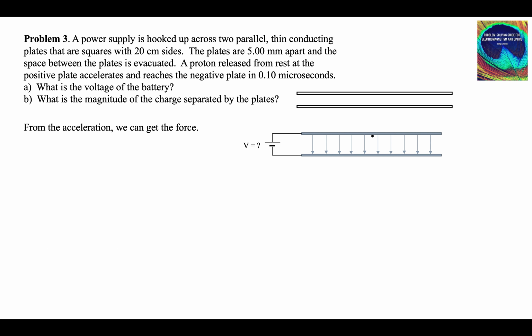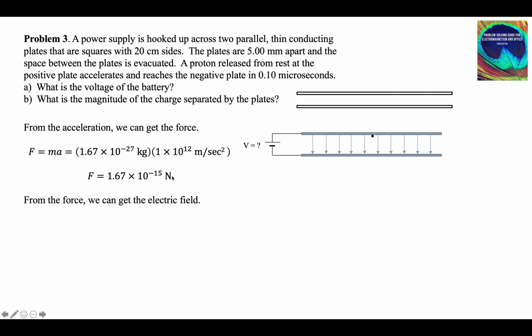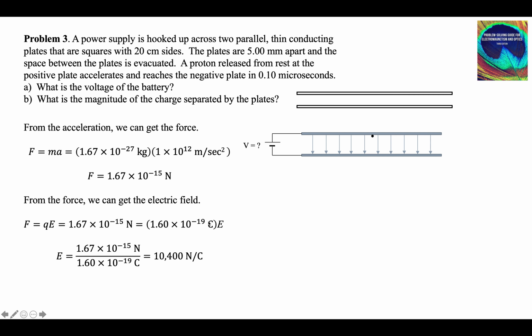From the acceleration, we can get the force, F equals ma. There's the mass of the proton, and the force is 1.67 times 10 to the minus 15th newtons. From the force, we can get the field, F is qE. q is 1.6 times 10 to the minus 19th coulombs, the electronic charge. We can solve for E: 10,400 newtons per coulomb. And that's the same as 10,400 volts per meter.